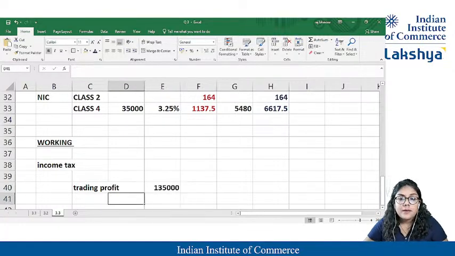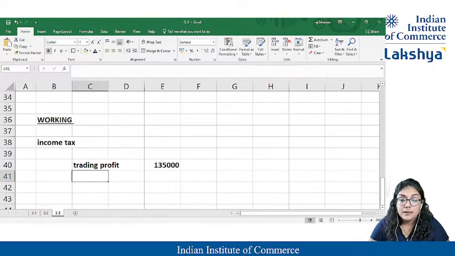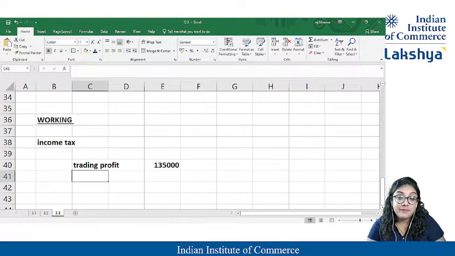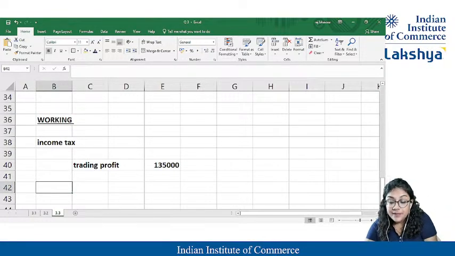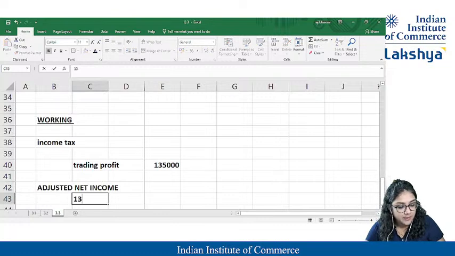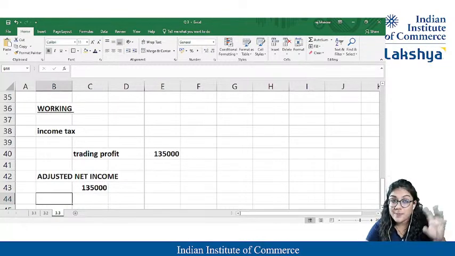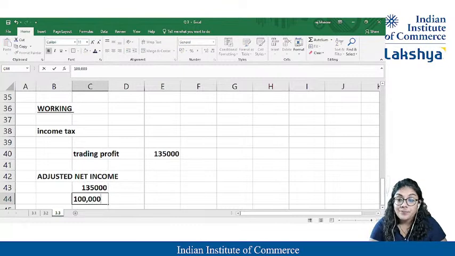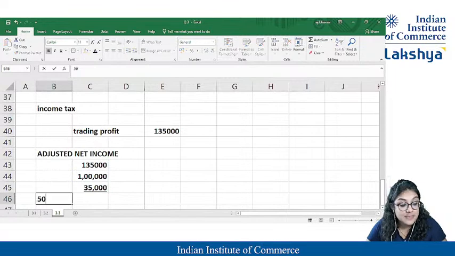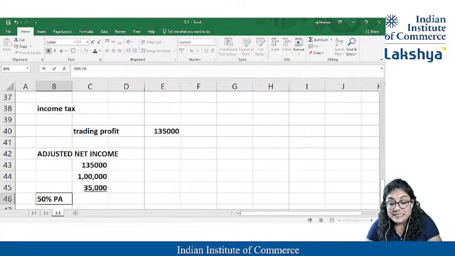Cool. We know, students, that if it is more than 1 lakh, there will be some changes to the personal allowance because nothing else is given. But if it is less than 1 lakh, we give the full 12,570. Now if it is more than 1 lakh, what are we supposed to find? Ma'am, we have to find the adjusted net income, ANI. So that will be 135. We have to subtract from it the threshold value, that is 1 lakh. We'll get the difference. On the difference, we know 50% of the PA is disallowed.